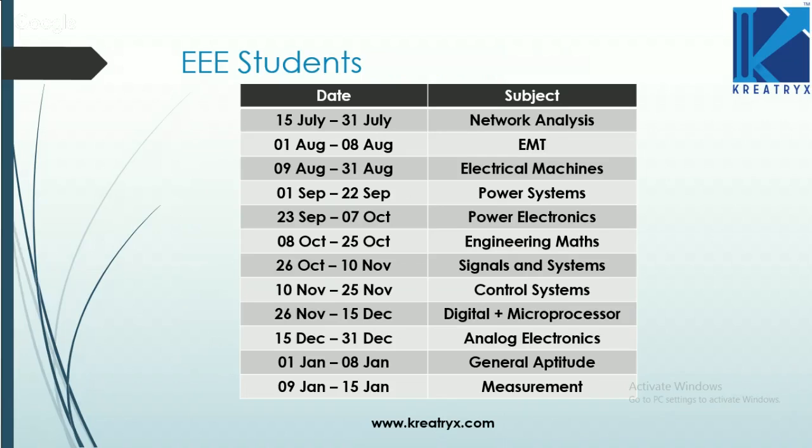Then you should dedicate the next 20-21 days for electrical machines. Then again 22 days for power system. Then 14 days for power electronics. That way your core will be covered by October. Then from 8th to 25th October, you can do engineering maths. 26th October to 10th November, signal system. 10th to 25th November, control system. Then till 15 December, digital and MUPI. 15 to 31st, analog electronics. 1st to 8th Jan, aptitude. And 9 to 15th Jan, measurement.